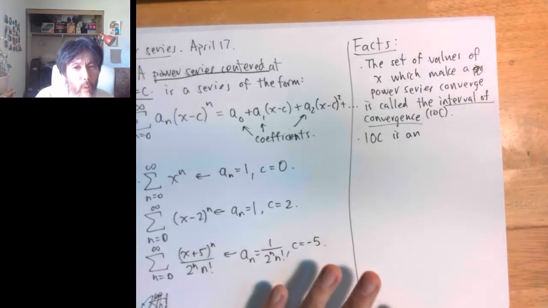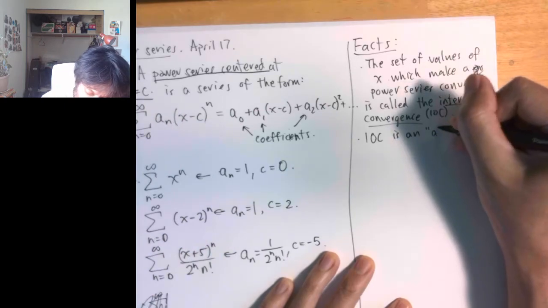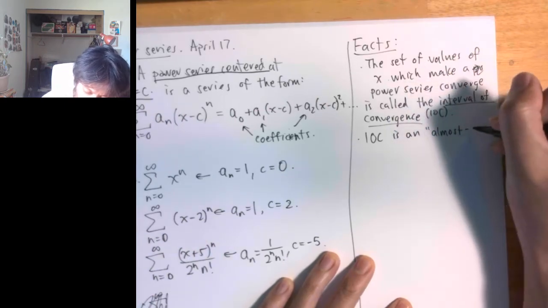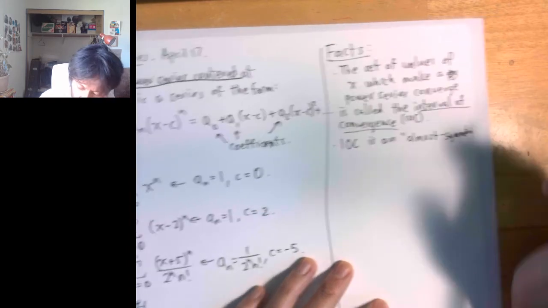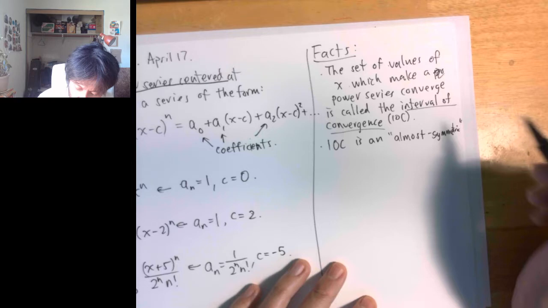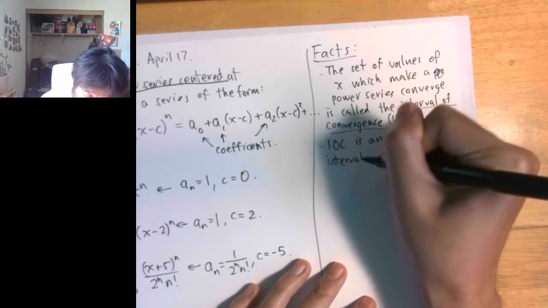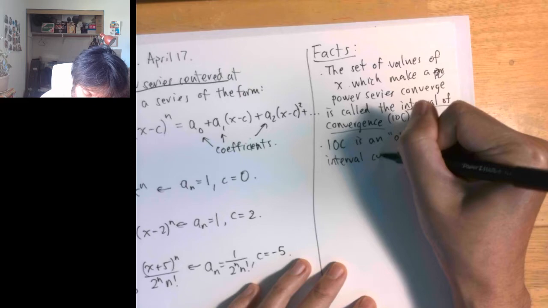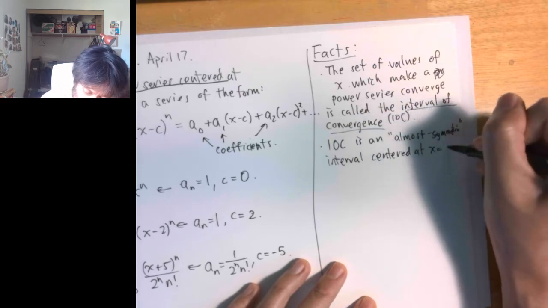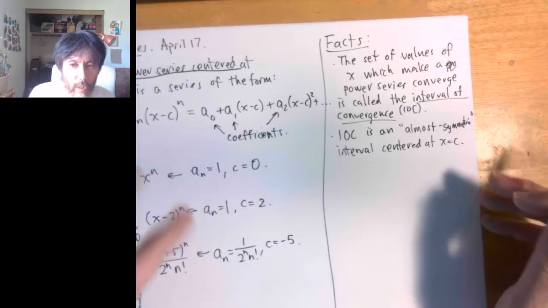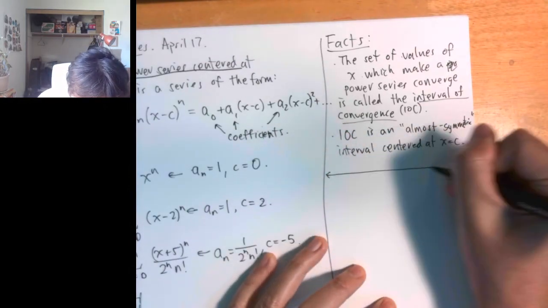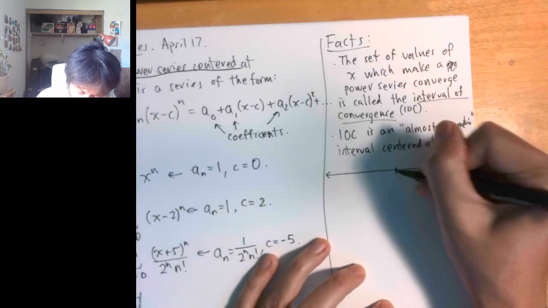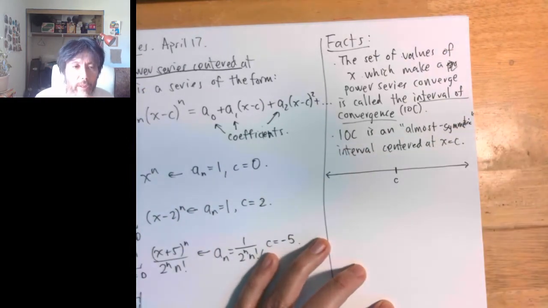But I want to say a little bit more about the interval. I want to say it like this. It's an almost symmetric interval centered at x equal to c. So what am I talking about? If I draw a real number line here, here is x equal to c on that real number line.